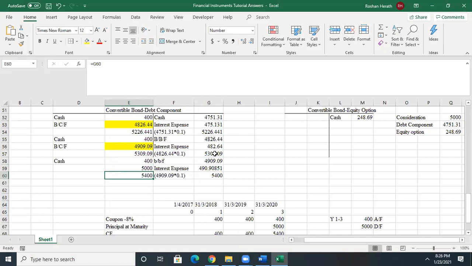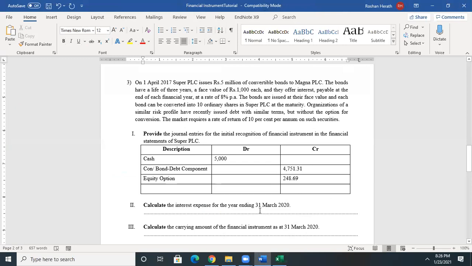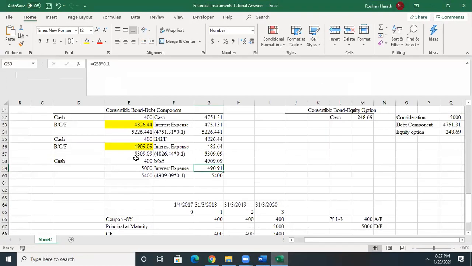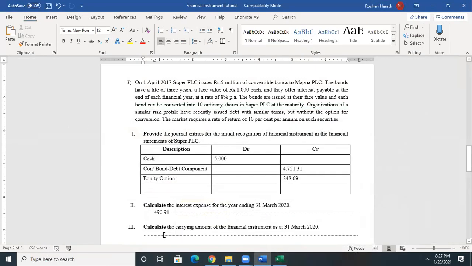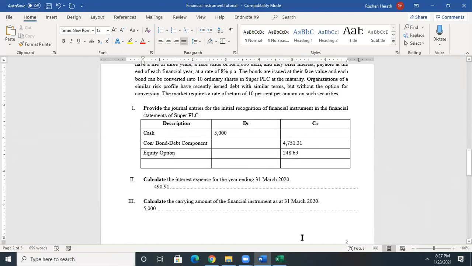මේක තමයි එතකොට අපිට අහන්නේ අවුරුද්ද අවසානයේ වටිනාකම කීයද කියලා. It's going to be 490.91. So you can type 490.91. Okay. So this is your interest expense. Then it asks, what is the calculated carrying amount of this financial instrument as at 31st March? So what is the carrying amount? It's 5 million. So carrying amount එක million 5. That's 5 million. Okay, so that is what the question asked.